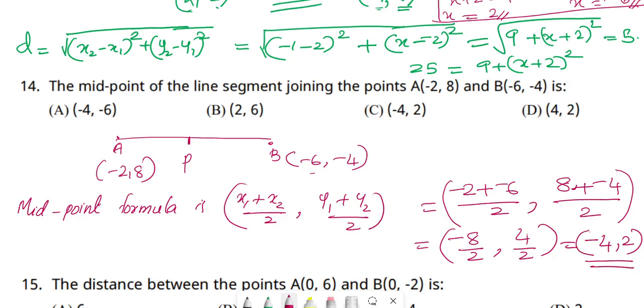So we have to check whether that option is there or not. Yes, that option is there, (-4, 2). So that is the correct answer.